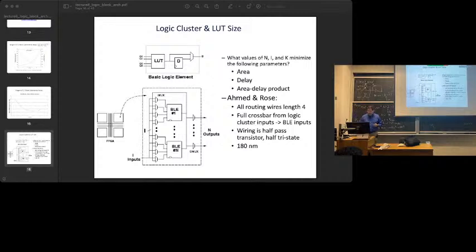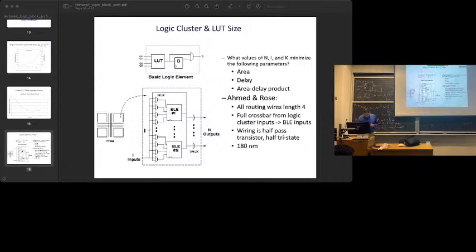Elias was a master's student. He might have wanted to graduate eventually, so he didn't do that. Instead, he said, well, it's known that a good routing architecture, length 4 routing wires work well. Previous studies had shown that, so I'm going to make all my routing wires go past 4 logic blocks. And I'm going to make this local routing a full crossbar.